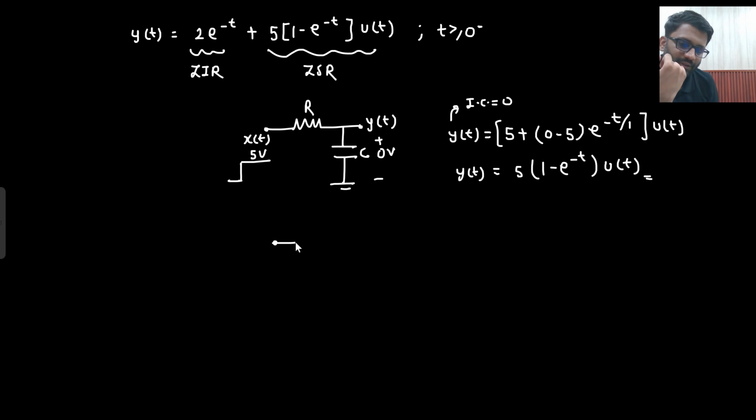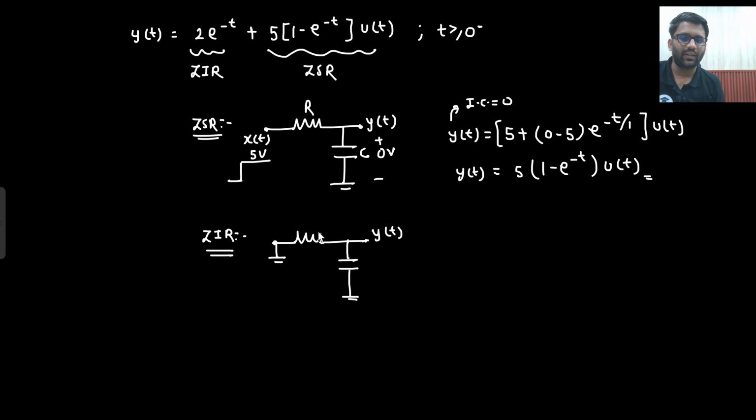Zero input response. This is your y(t), right? And input is 0 this time. This was the condition for zero state response. Now I am writing down for zero input response. So input is 0, right? This is R, this is C. Input is 0 but the initial condition is there, which is 2 volt.